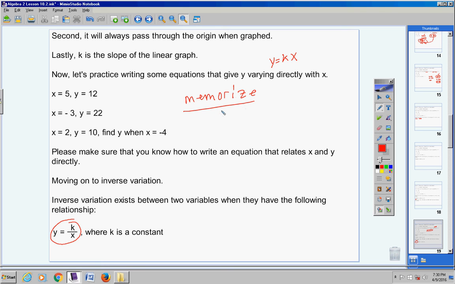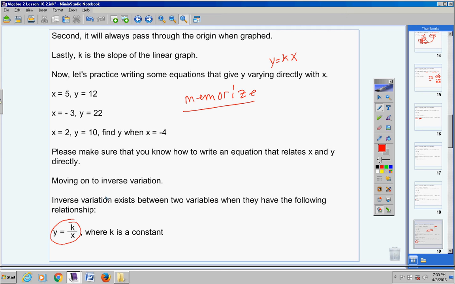That's what you have to do. You have to know the two different models. We're going to learn a third model here in a second. Of course, we're looking at three different types of variation. You have to know all three models to solve these problems successfully. Alright, so here's the relationship. Now here's what it really means.